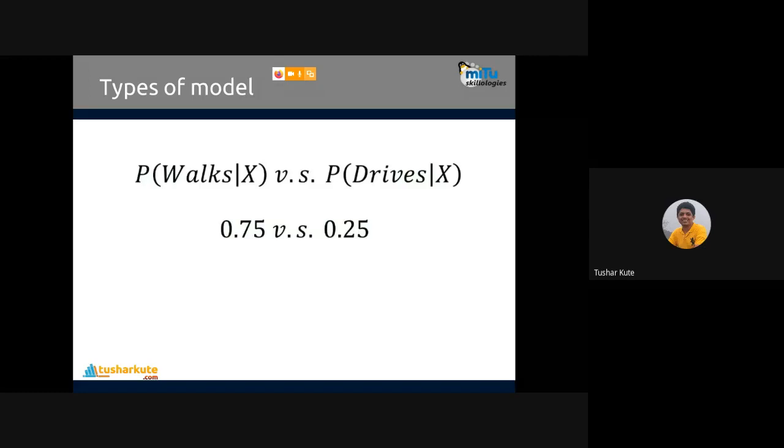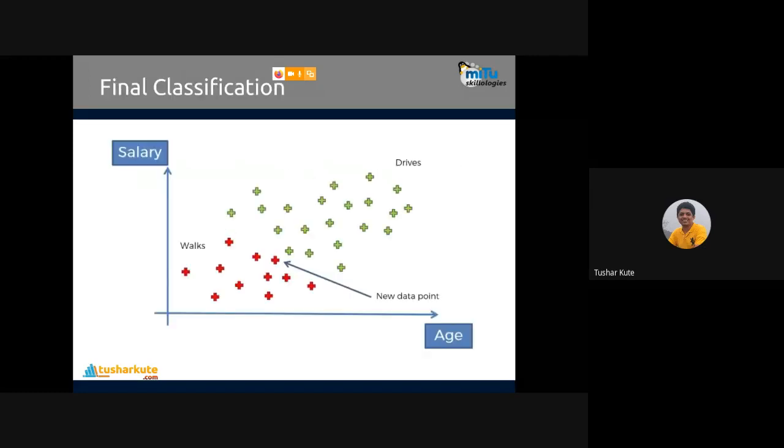100 and 0 is not there. Remember, 100 and 0 is also possible. See, this is a new data point that we have plotted. Final classification is done. Here we got the data point. It is in the red category. That is the Walker category.